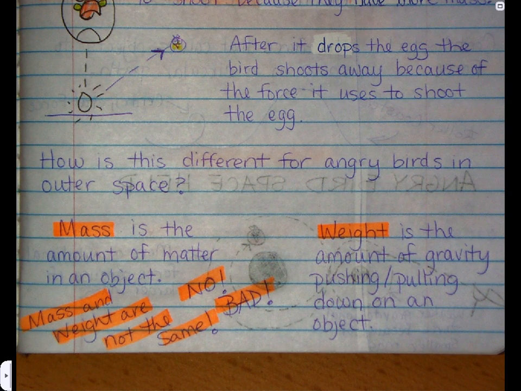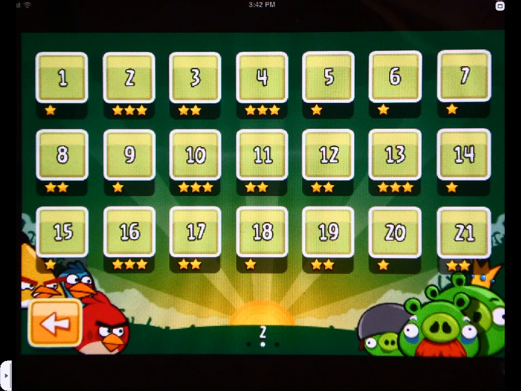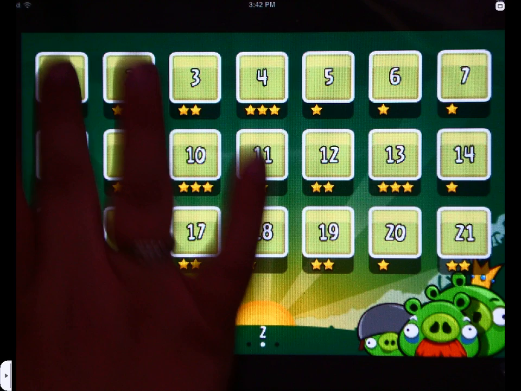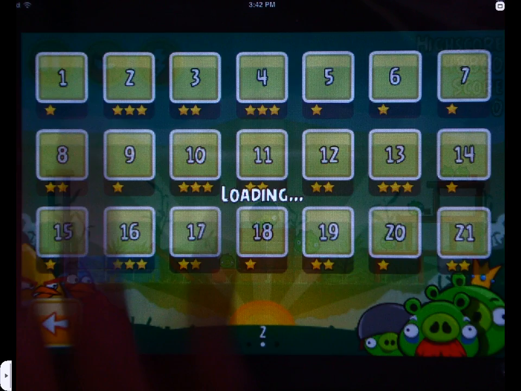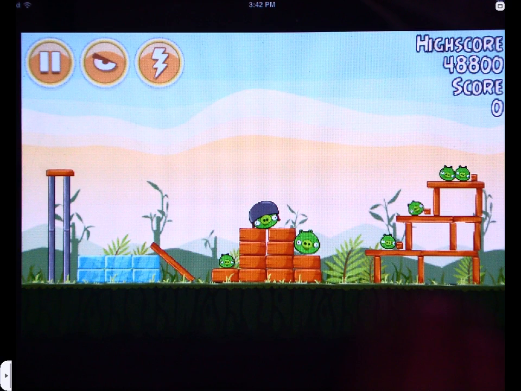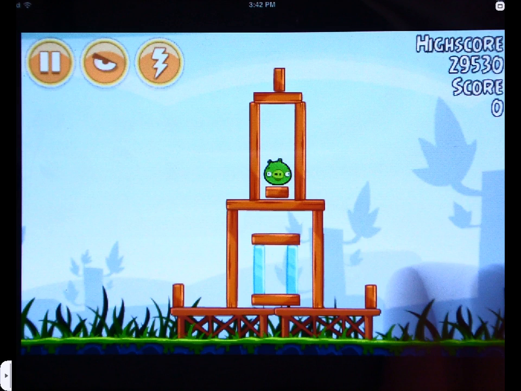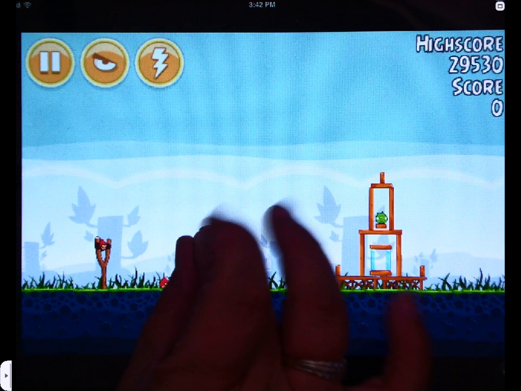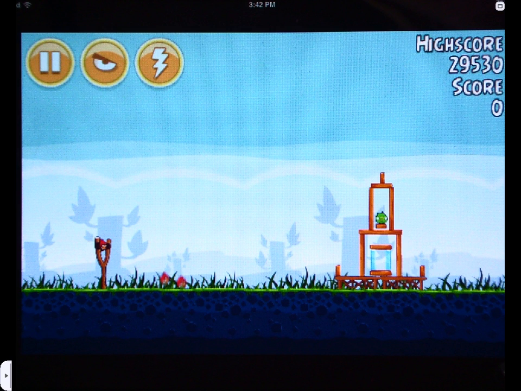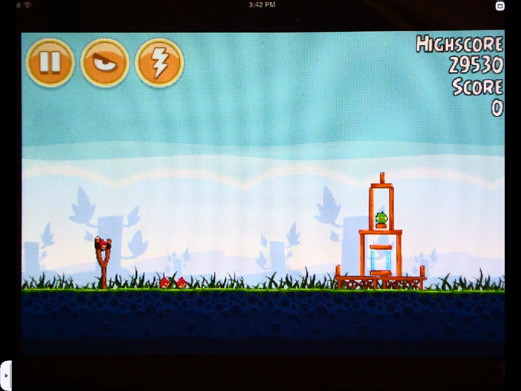Okay, so the first level we're going to look at today is the very first level, and that's the one that you get when you get the first 3 little birds that you use to play the game. Now, obviously, the purpose of the game is to kill the piggies, but today we're learning about how the birds fly.